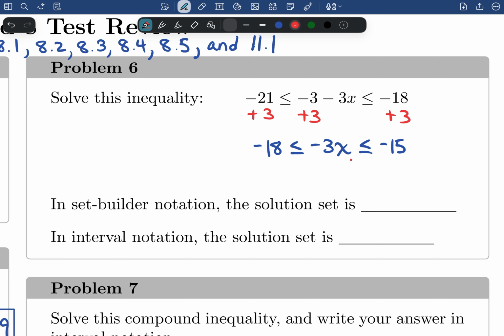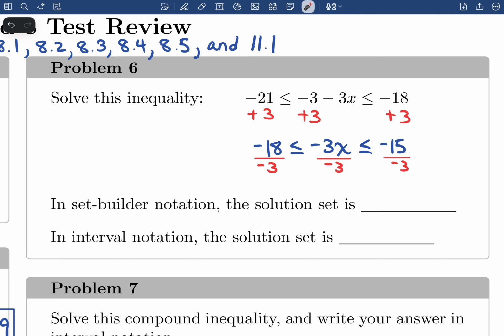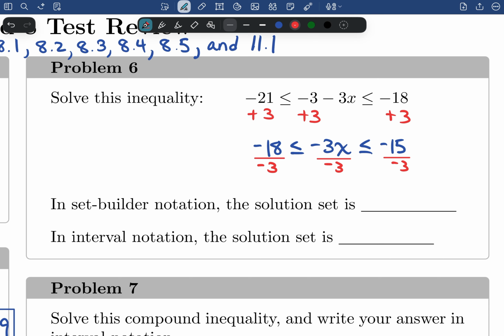Next, I'm going to divide all three parts by negative 3. My goal is to get x alone, so I'm going to divide by negative 3 here, here, and here. Now, because I divided by a negative number across the inequality, yes, across both inequalities, I have to flip both inequality symbols. So instead of the less than or equal to symbol, I get greater than or equal to symbols. And negative 18 divided by negative 3 is positive 5. And that's greater than or equal to x, which is greater than or equal to negative 15 divided by negative 3.